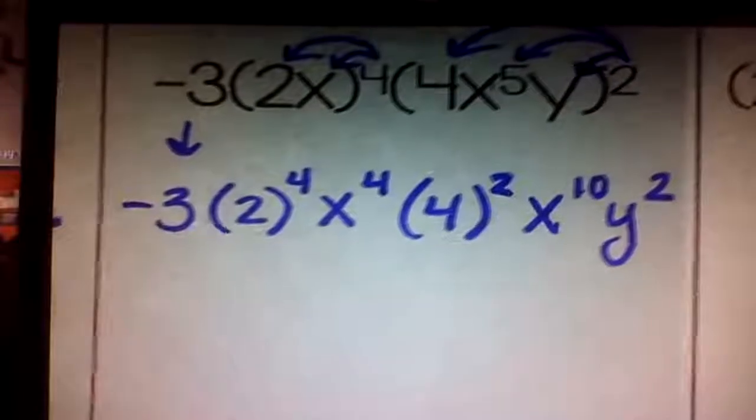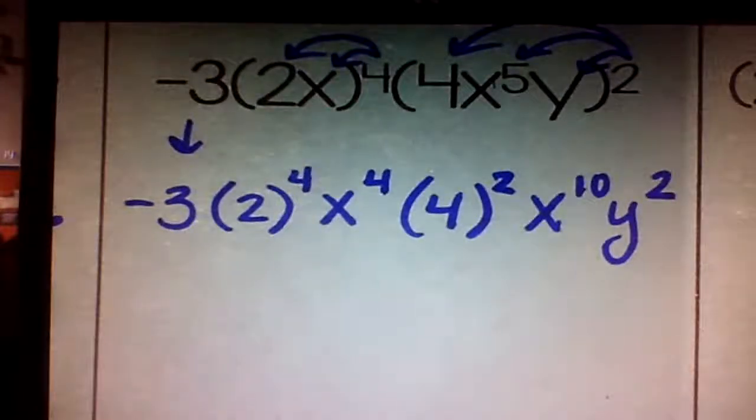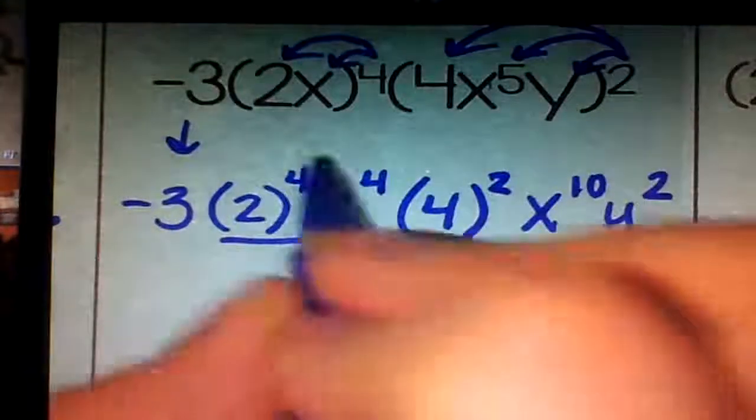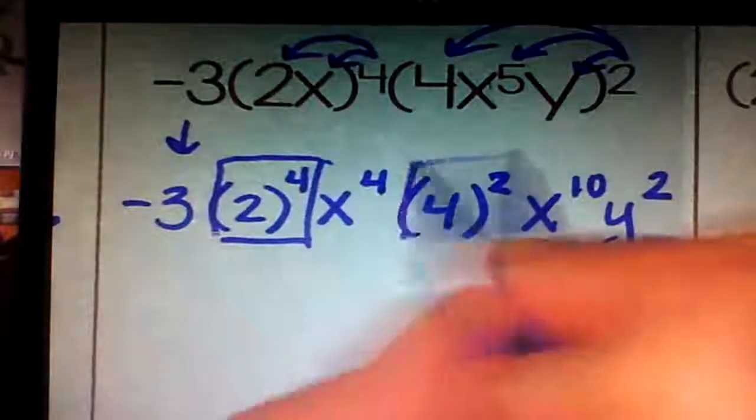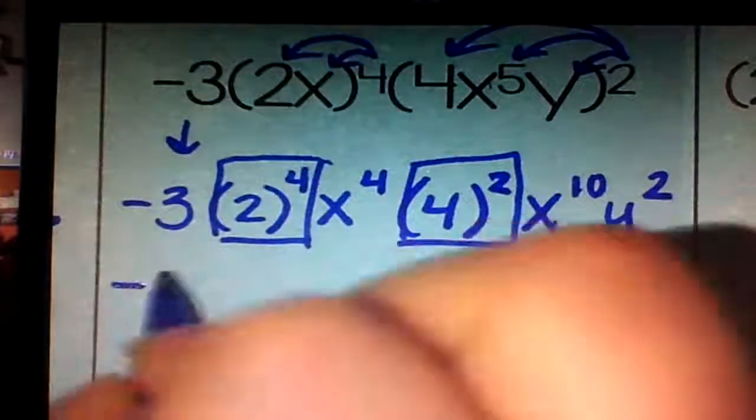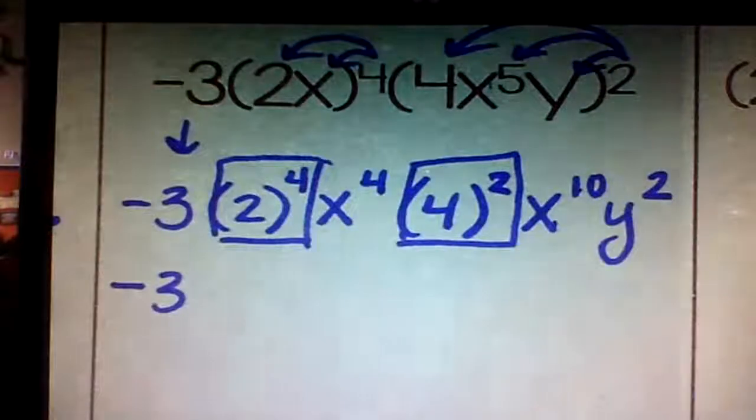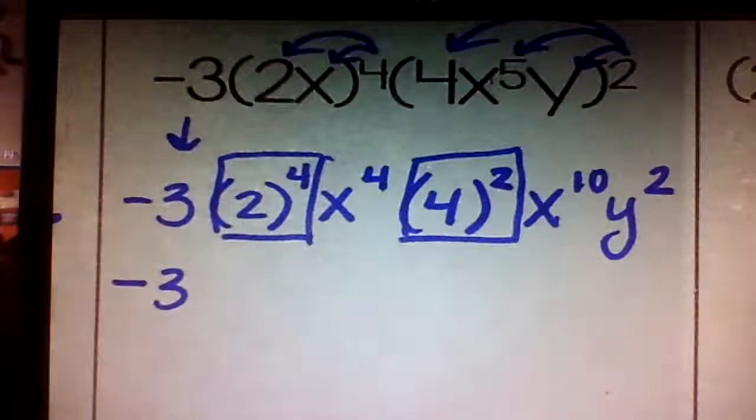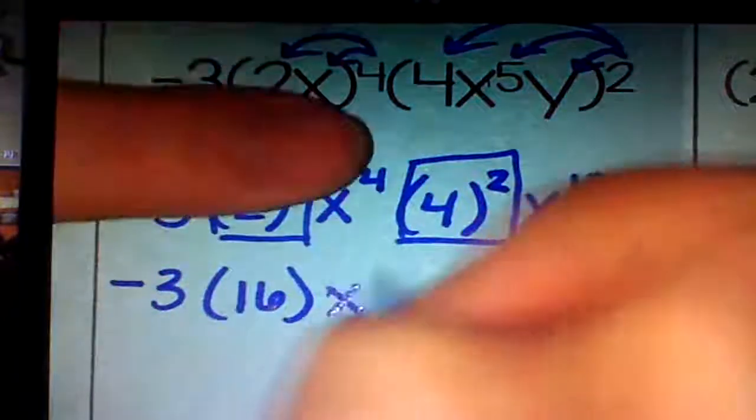Okay. What do you think we should do next? Okay, so Sabi said I need to take care of this first. I need to take care of my numbers that are raised to a power. So I have negative 3. What's 2 to the 4th? 16. Remember, 2 times 2 is 4. Times 2 is 8. Times 2 is 16. So 16, x to the 4th.